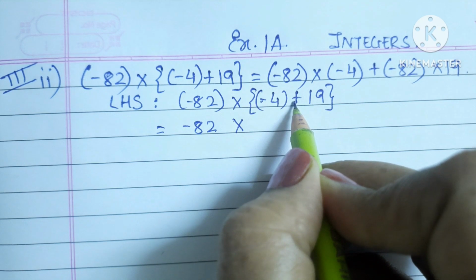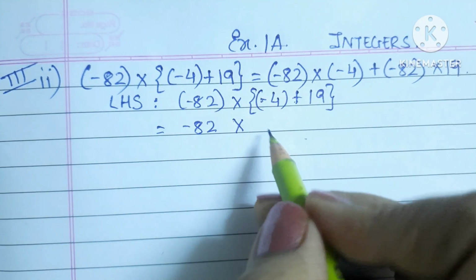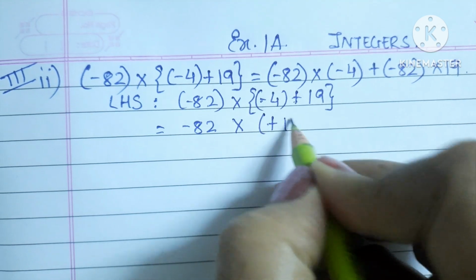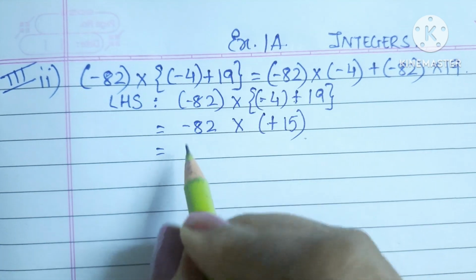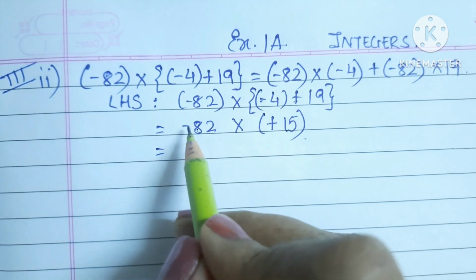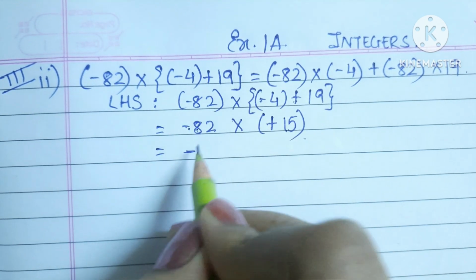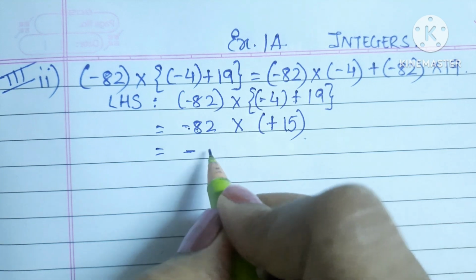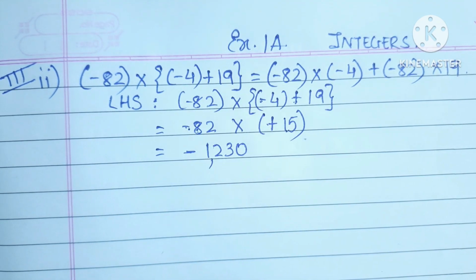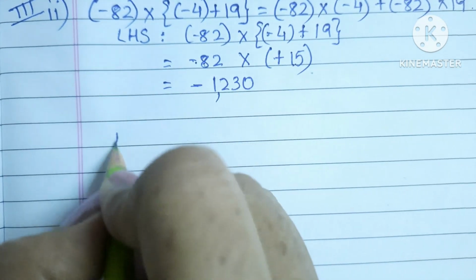So minus plus minus, and put the sign of the greater number. So I can write it as plus 15. Now we will multiply minus 82 multiplied by plus 15. So minus plus minus, 82 multiplied by 15 will give us 1230. Now let us see the right hand side.